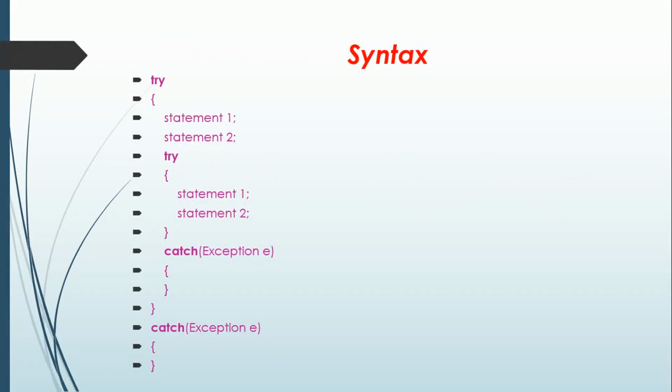And here is the syntax of a nested try block. First of all, the first try block, and then statement 1 and statement 2, then again a try block, and then statement 1 and statement 2, and then the catch block of the second try block, and then the catch block of the first try block.